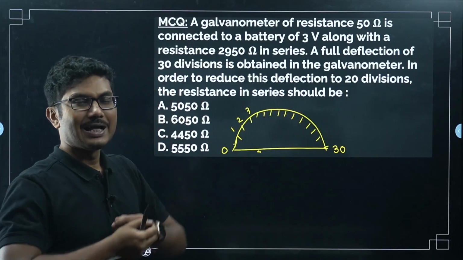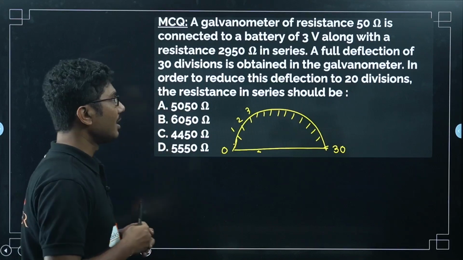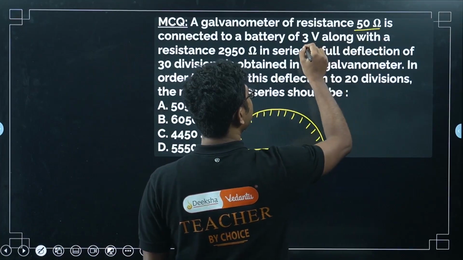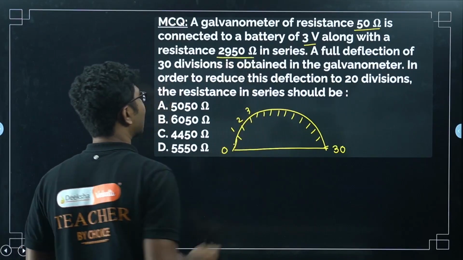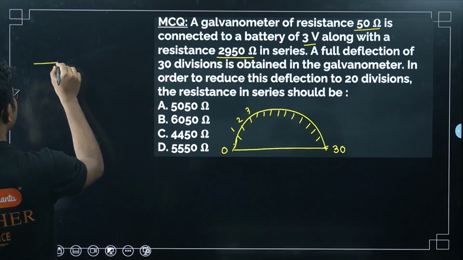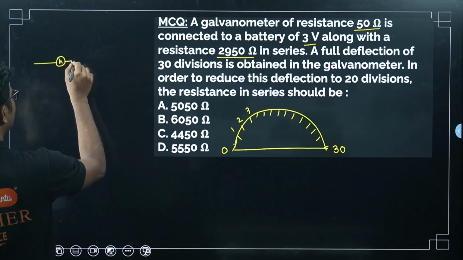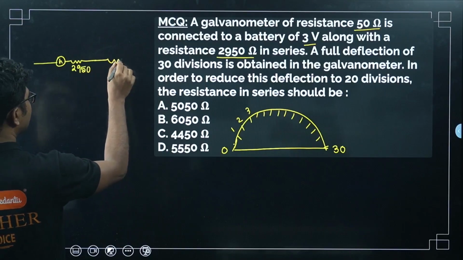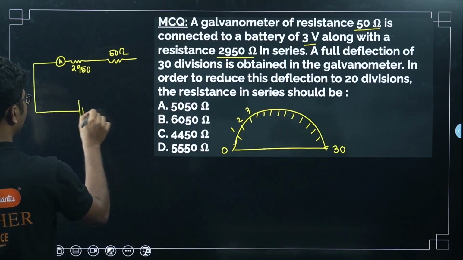Now we can change this deflection by controlling the current. So initially, what is the full scale deflection? When a 50 ohm resistance is connected to a 3 volt battery, and the other resistance is 2950. So what is the diagram? First let us draw the circuit diagram. So G, the galvanometer, with an internal resistance 50 ohm and external resistance 2950 ohm. Okay, it is connected to a battery of 3 volt.